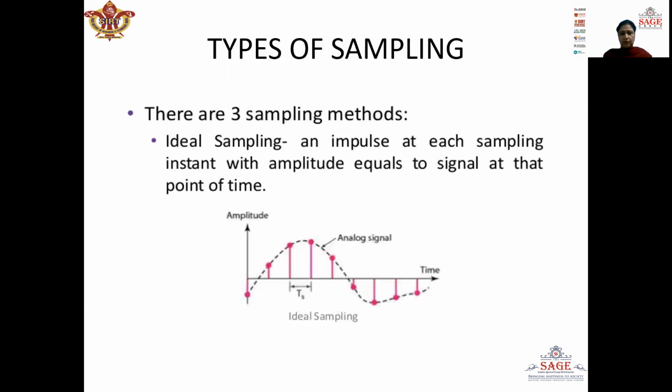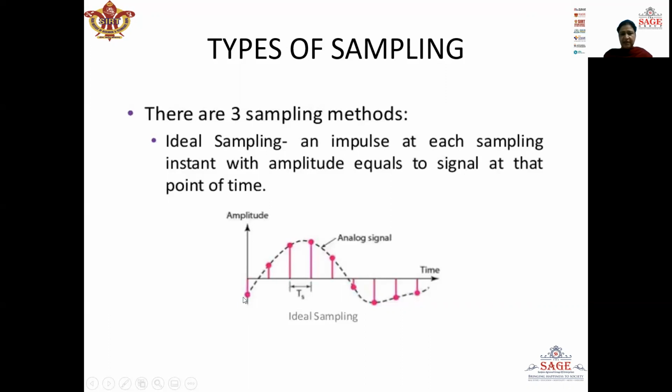Now, we will talk about the different types of sampling. There are three sampling methods. The first method is ideal sampling. It is also known as instantaneous sampling or impulse sampling. Here, we have an impulse at each sampling instant with amplitude equal to the signal at that point of time.